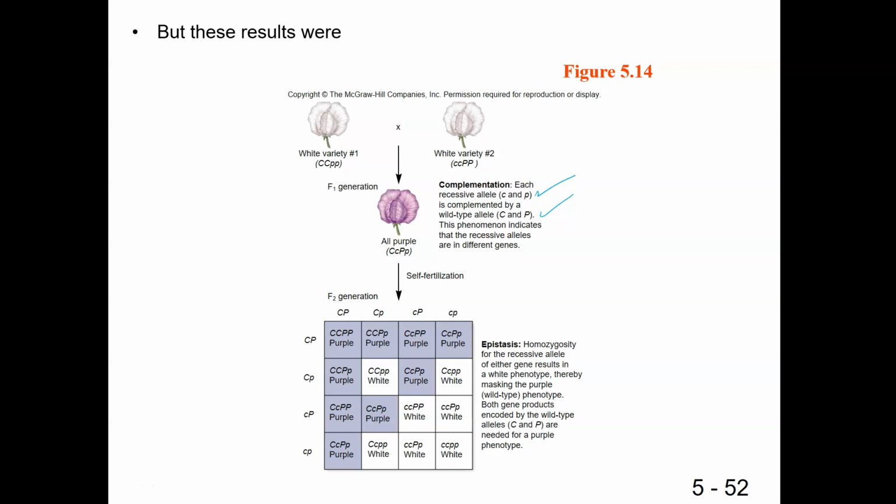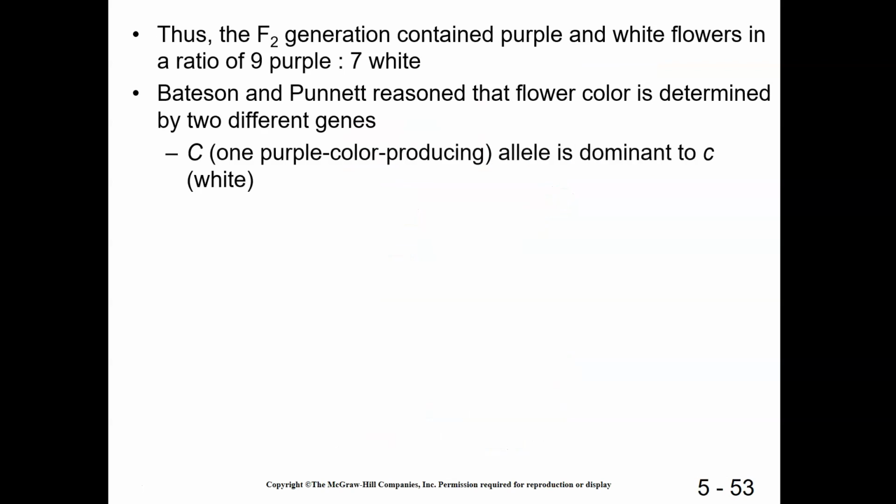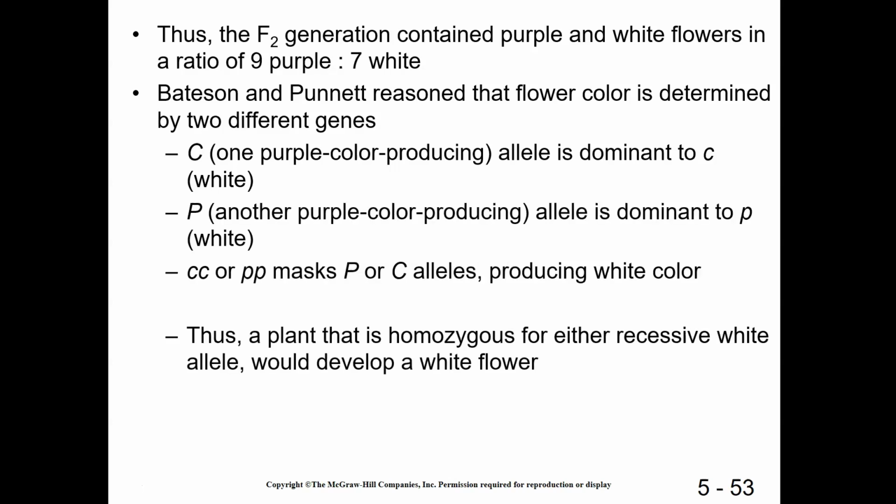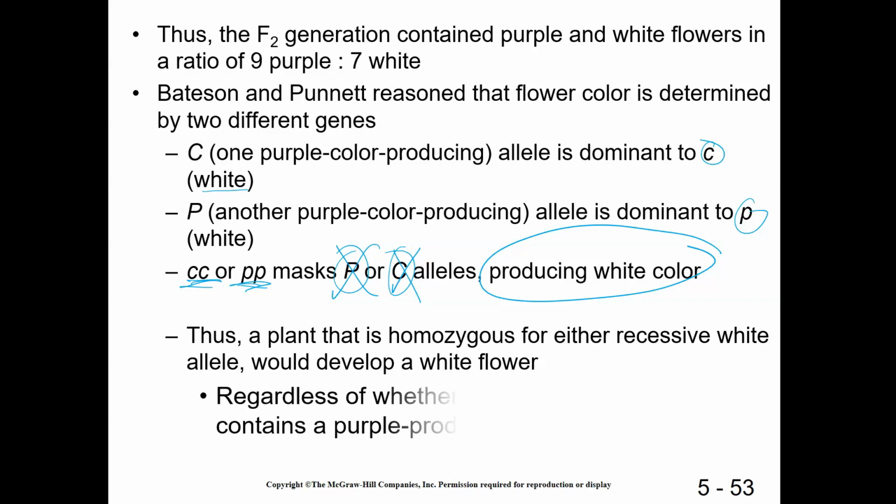So that dihybrid cross was a little weird. They didn't get the 9-to-3 to 3-to-1 ratio that they expected. So what did they get? Instead of 9 purple flowers, they got 7. So what they figured out was that the big C, one purple color producing allele, is dominant to white, to the little c, all right? The big P is dominant to little p, which also gives you white. So little c, little p masks big P, big C, producing a white color because these combinations knock these out. And so if the plant is homozygous for either recessive white allele, you're going to develop a white flower when you look at it with regards to a dihybrid cross.